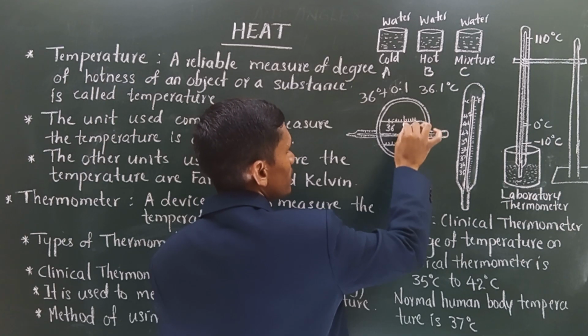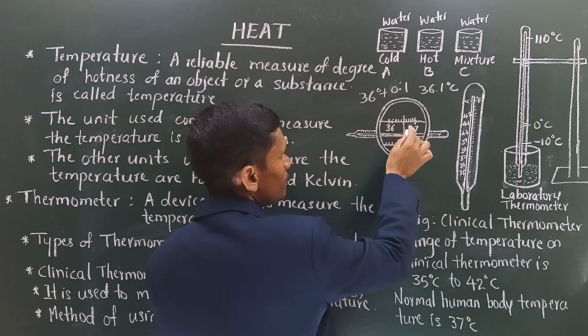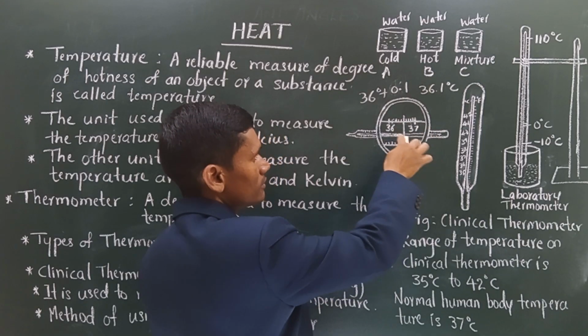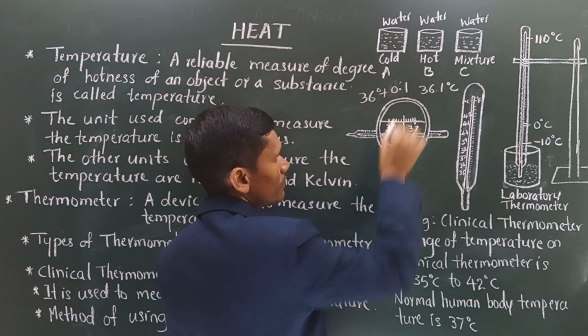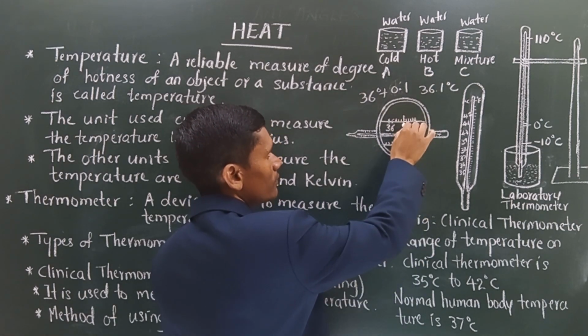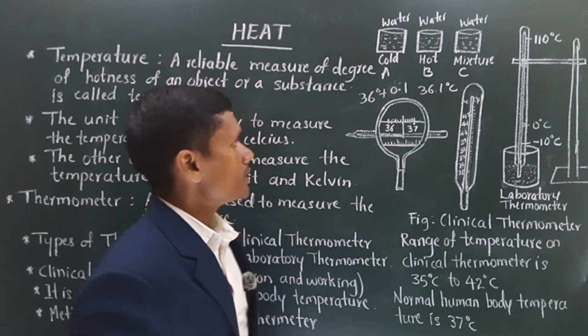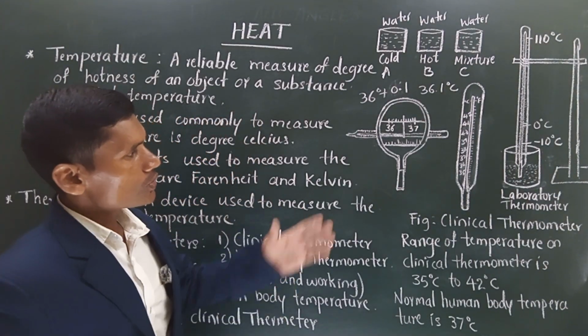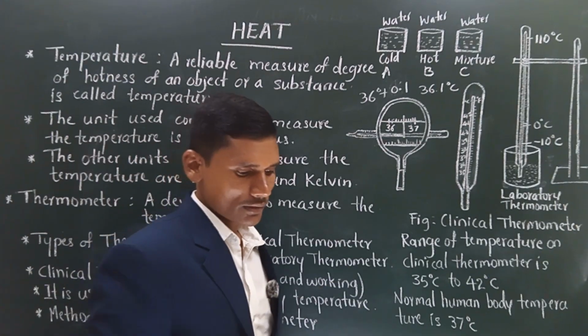Now if it is stopping here, at this point, it is midway between 36 and 37, meaning it is 36.5, because this is 0.5. So we can say 36.5, right? Now this is how to read the reading on a clinical thermometer.